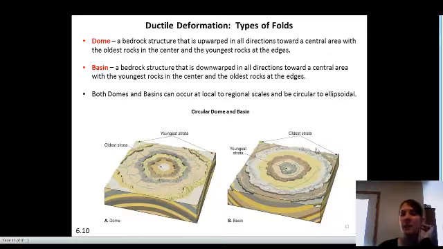Conversely, a basin typically forms within a syncline, and it's a structure that is downwarped in all directions towards the central area, with the youngest rocks in the center and the oldest rocks at the edges. This is because basins tend to be depositional zones. You have your older material up at the edges, but as material erodes at the higher elevations, it is carried down gradient where it deposits within the basin. Here you have the older material at the perimeter moving downslope into the interior of the basin and depositing new material within the inside, giving you your younger strata.